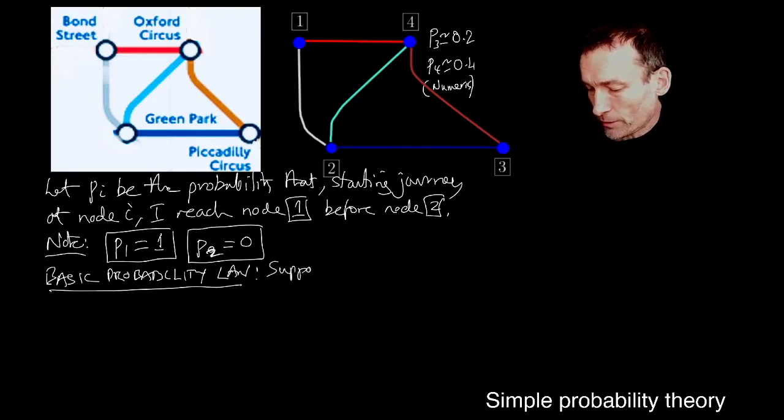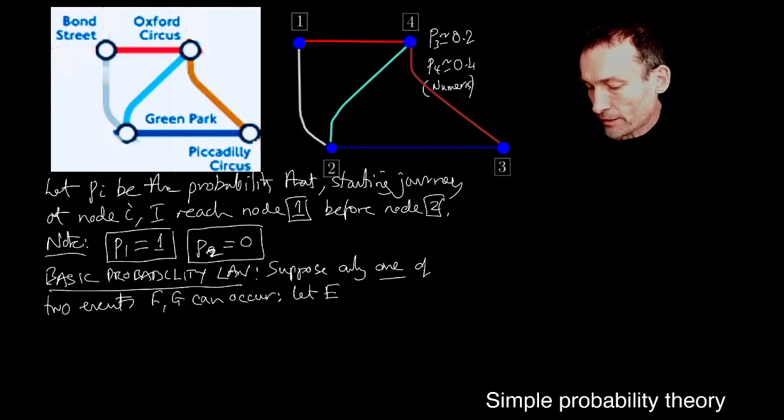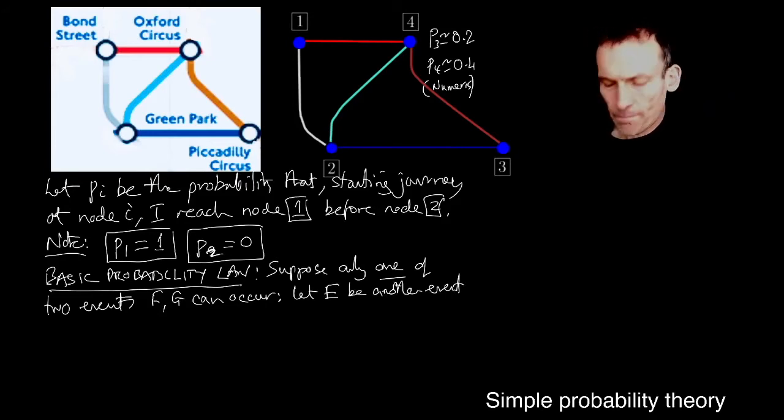Let's just suppose that only one of 2 events, F and G, can occur, and let E be another event. So there's F and G, but only one of F and G can occur, and E is some other event. I'm just using capital P for probability, as is often the case in probability theory. You'll see that in your other courses. What's the probability of event E happening?